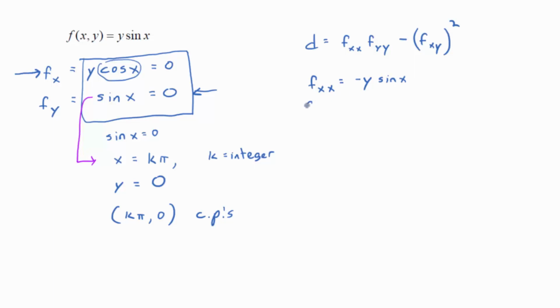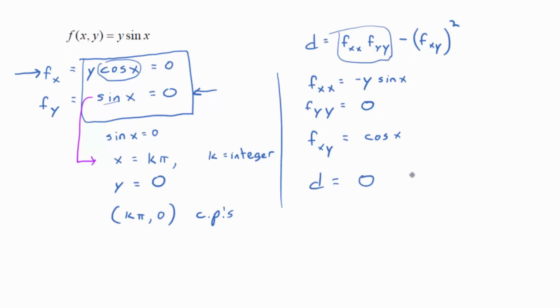What about f sub yy? How about 0? Because it's with respect to y, right? And so that whole piece, f sub xx times f sub yy, is going to be 0 no matter which critical point you plug in there. And then what's f sub xy? It's cosine x. So D is going to be 0, this whole thing zeroes out, minus what? Cosine squared x.